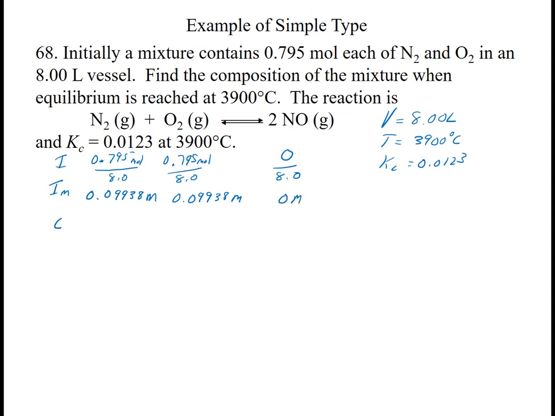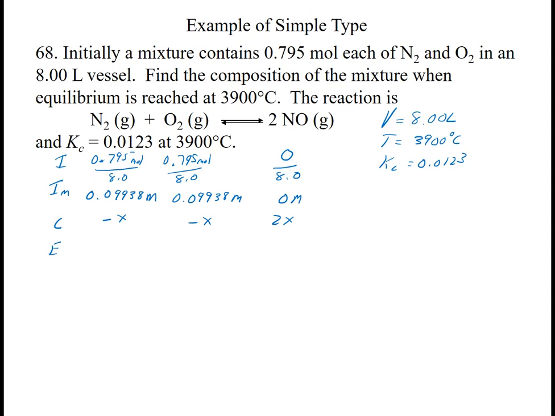Then I do the rest of it like I would normally do it. The change, this is a reactant, so it's minus x. This is a reactant, so it's minus x. And this is a product and has a coefficient of 2, so this is 2x. And what I'm looking to calculate is the E. I don't have anything. I wasn't given any value at equilibrium.